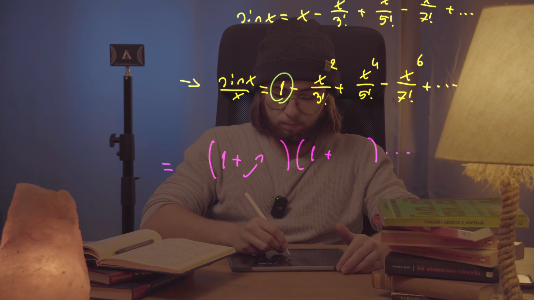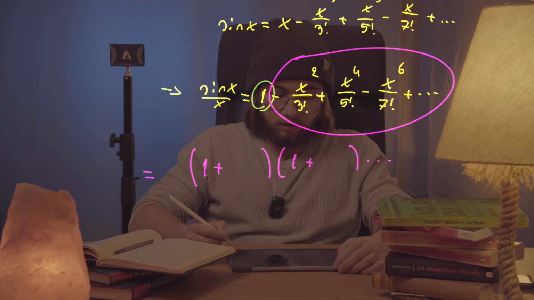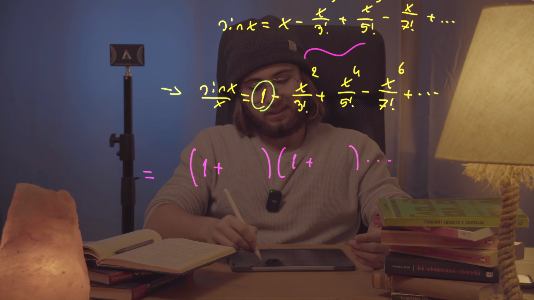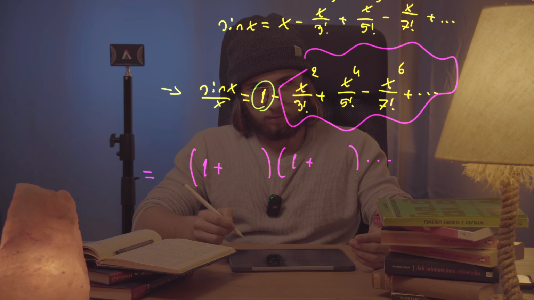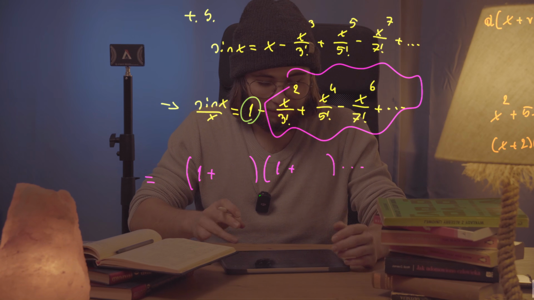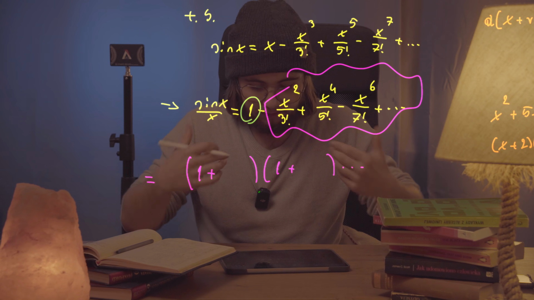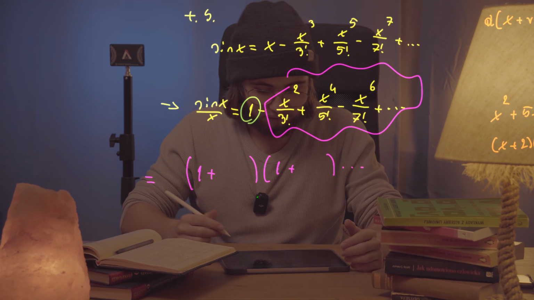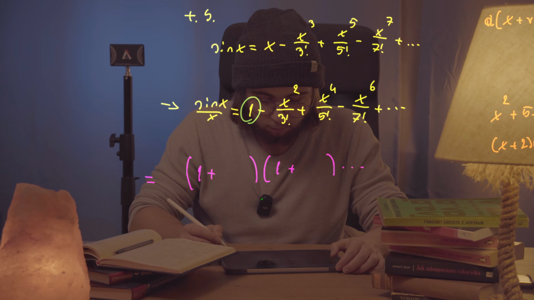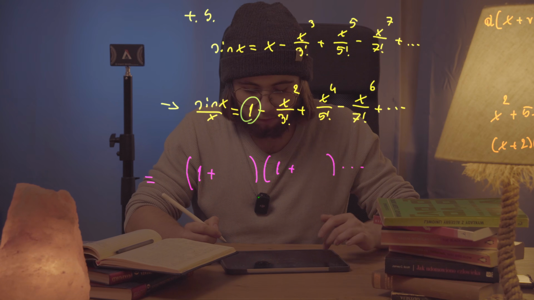The roots are the places where this polynomial is going to be equal to 0. But the problem is that it's pretty hard to see where this infinite polynomial is going to be equal to 0, because of the x to the 4th, x to the 6th, and stuff like this. So we're going to be focusing on the left-hand side, the sine x over x.